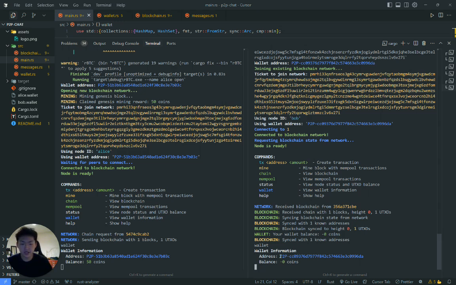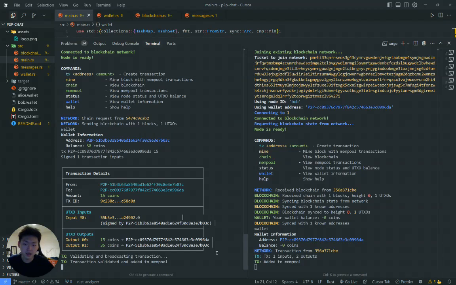So we're going to initiate a transaction from Alice to Bob: transact Bob's address, let's call it 15. We're just going to say 15 coins. Okay. And we can see that transaction object being created using the unspent transaction output model from Bitcoin.